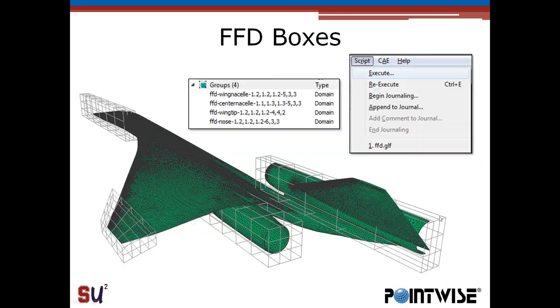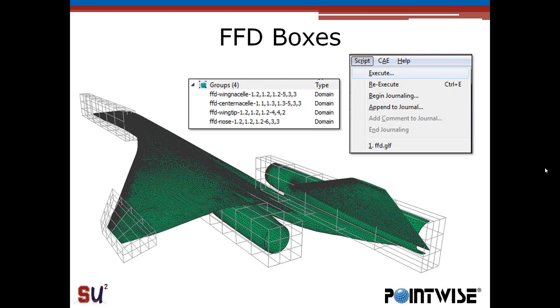So the next step is the creation of FFD boxes. These are free-form deformation boxes, and Tom's going to talk a little bit about these as well, because these are for SU squared. And really the primary responsibility of these boxes is to define the regions for shape deformation. Okay, so these provide the mechanism for doing shape deformation in SU squared.